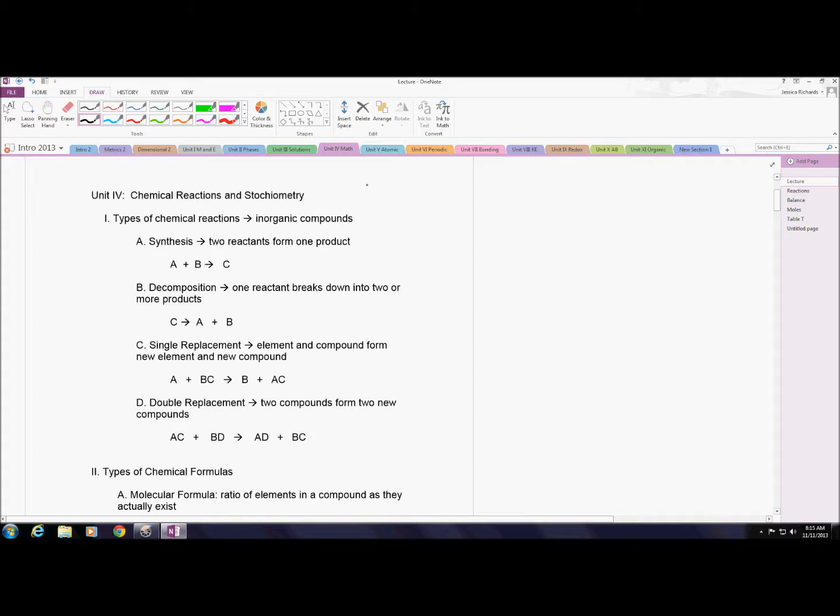Math of Chem is called stoichiometry. That's a big fancy word for it. It just means all of the math that has to do with chemical formulas or reactions. So it's nothing special or fancy, it's just a different word.